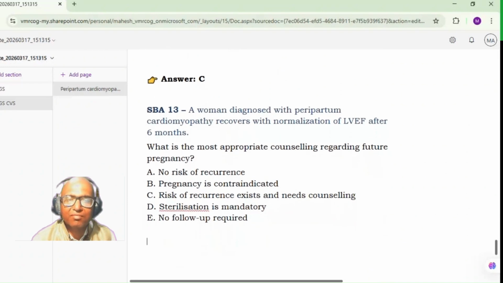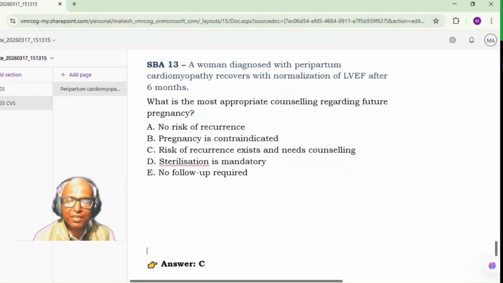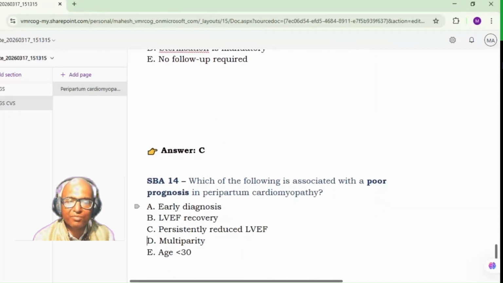Next. A woman diagnosed with peripartum cardiomyopathy recovers with normalization of LVEF after 6 months. What is the most appropriate counseling regarding future pregnancy? No risk of recurrence, pregnancy is contraindicated, risk of recurrence exists and needs counseling, sterilization is mandatory, no follow-up required. The answer is C, risk of recurrence exists and she needs counseling. Almost 20% there is an increased risk of recurrence.